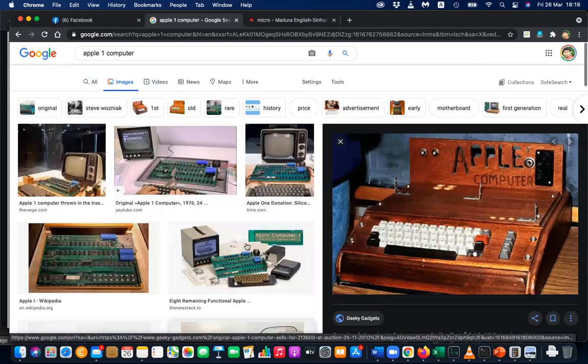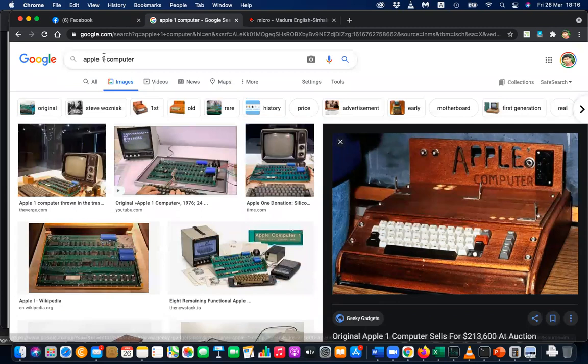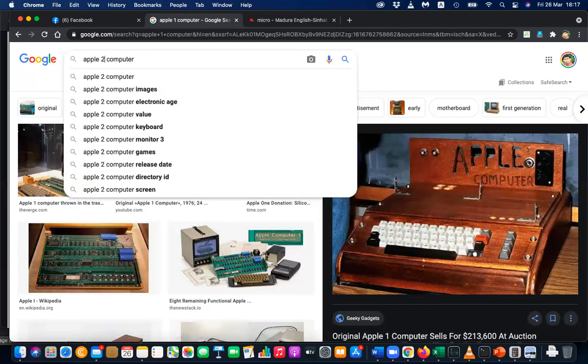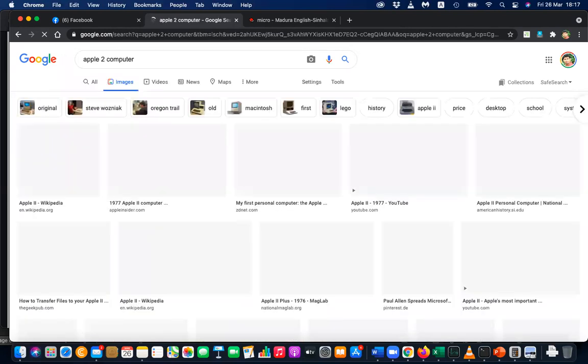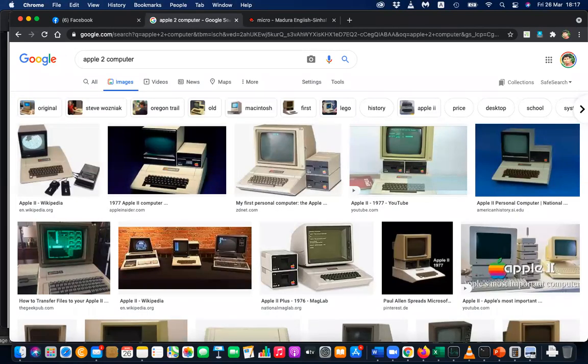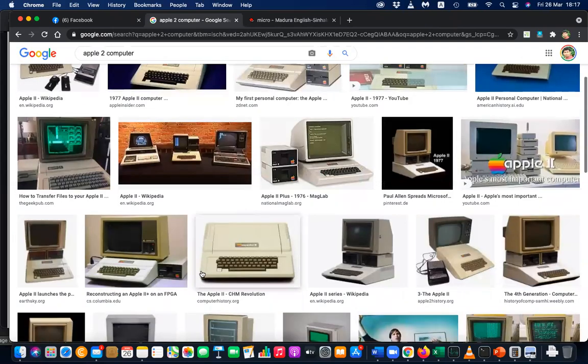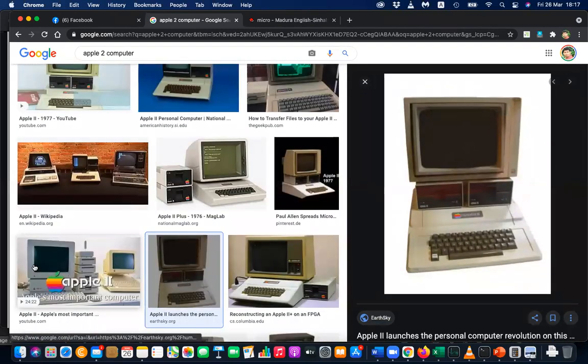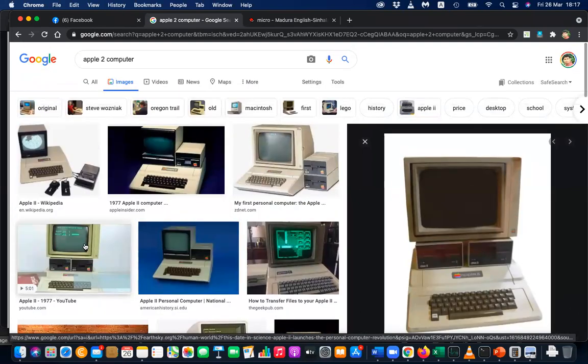Right, then actually Apple II. But Apple I was not really popular. Apple I was the first introduction. Apple II was really, really popular. It looks like an actual computer, it's not a wooden one, it's plastic and all. So Apple II looks like a computer, and it was invented immediately after Apple I.